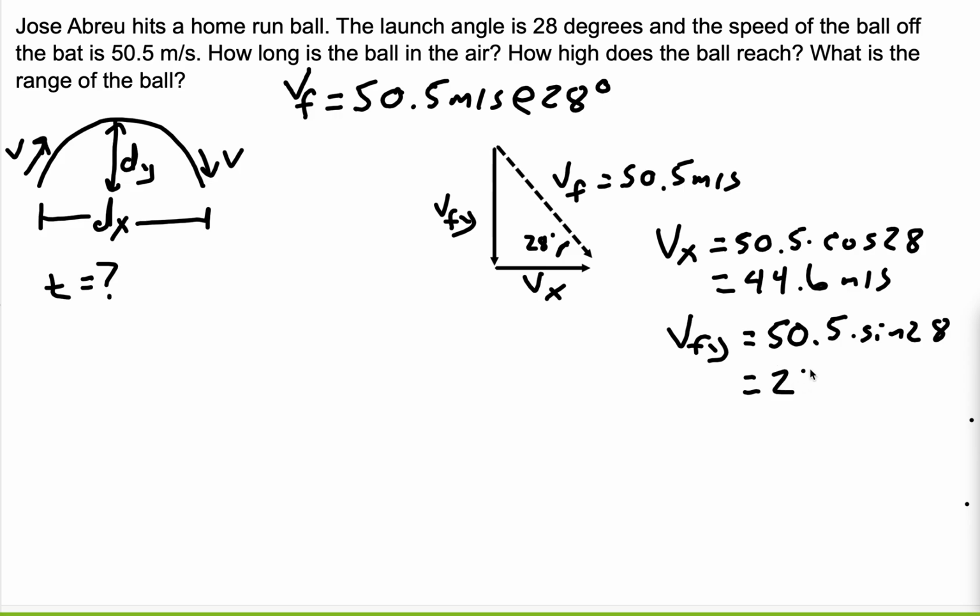All right, 23.7 meters per second. So you can see, once again, I told you I drew that out of scale. In the x direction, speed is 44.6. It stays that the whole time. In the y direction, the final velocity in the y direction is 23.7. Now the reason the x direction velocity is so much bigger is because this angle is fairly small.